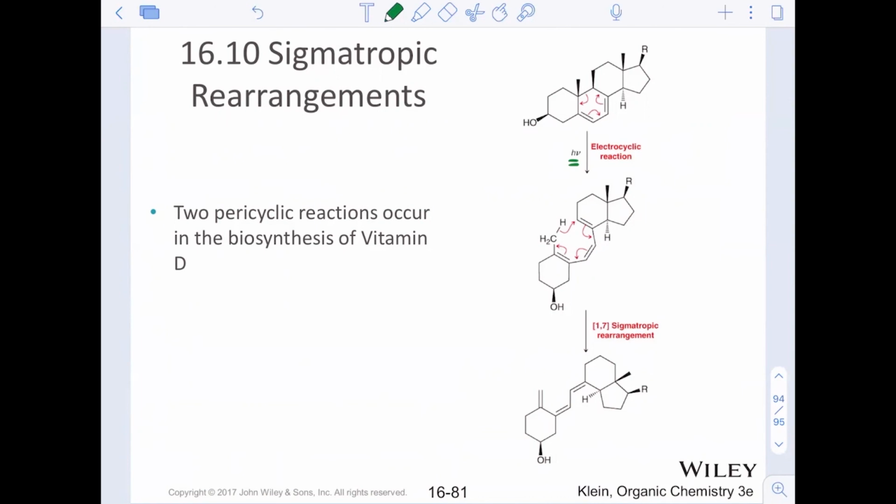So light is needed for the reverse of an electrocyclic reaction, where we open up that 6-membered ring. This sigma bond breaks. Awesome. And we make our 3 pi electron system. And then we do actually a 1,7 sigmatropic. Here's your 1 and 1, 2, 3, 4, 5, 6, 7. You don't need to know this reaction. It's just really cool to know how vitamin D is actually formed in our bodies. And how is it formed? An electrocyclic reaction followed by a 1,7 sigmatropic rearrangement. Super cool.